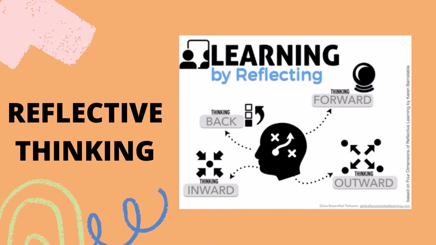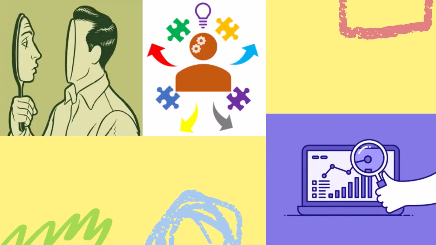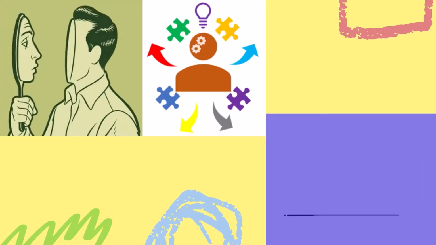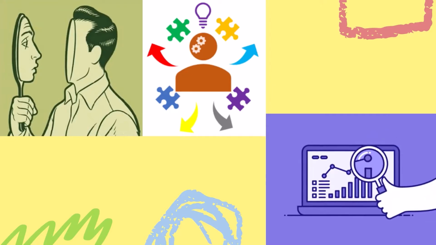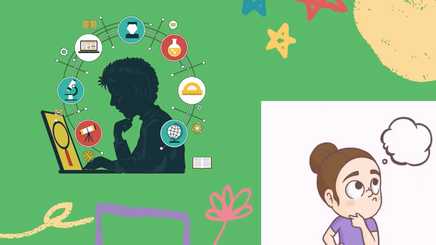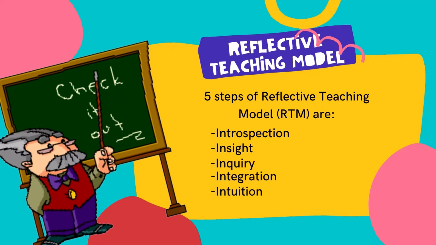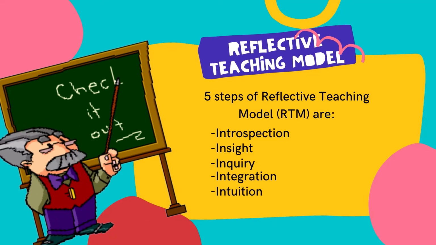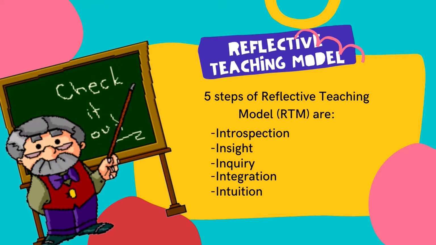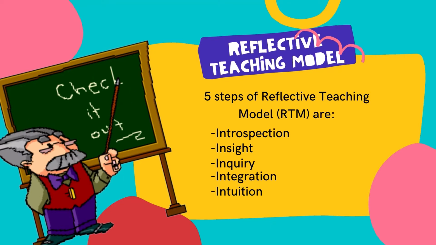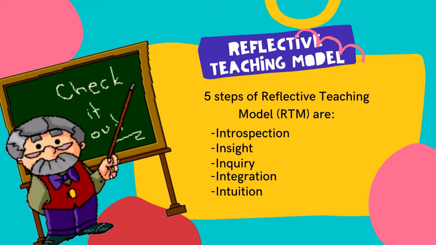Reflective thinking is one of the skills to be developed in 21st century learning. As future educators, we need to promote the creation of an analytical group of learners with greater ruminative skills and a higher level of reflective practice. So, this is where the reflective teaching model by Dr. Ronaldo Eneshan of Cebu Normal University comes in. The reflective teaching model, or RTM, has 5 steps, namely introspection, insight, inquiry, integration, and intuition. These steps are also called the 5 I's.